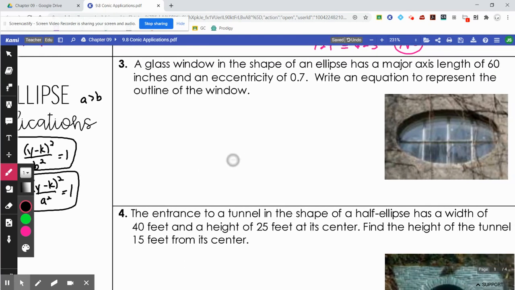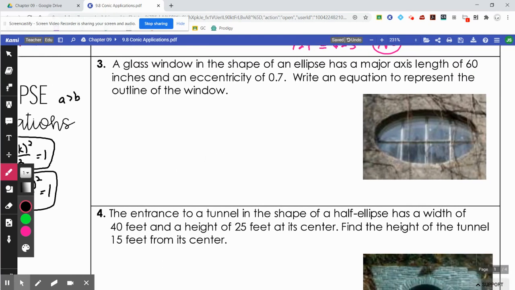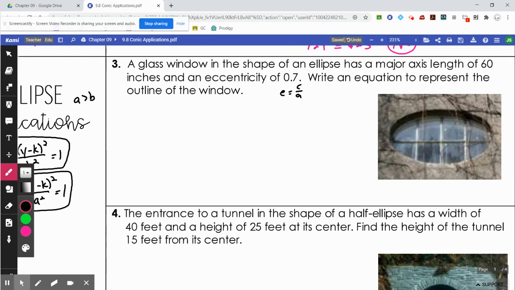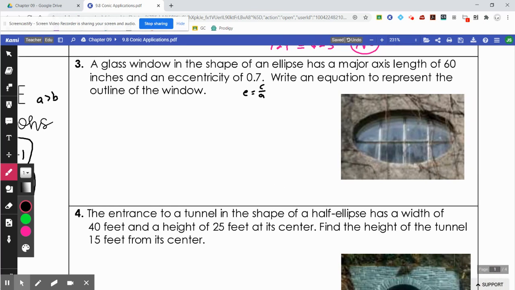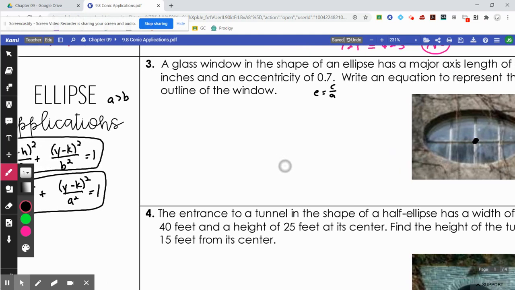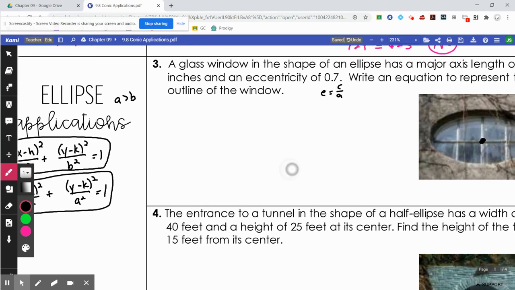Okay, a glass window in the shape of an ellipse has a major axis of length 60 and an eccentricity of 0.7, which, remember, eccentricity is equal to c over a. Write an equation to represent the outline of the window. Since they don't give us a center, we're going to let the center of that window be 0, 0. So therefore, h and k are both 0.